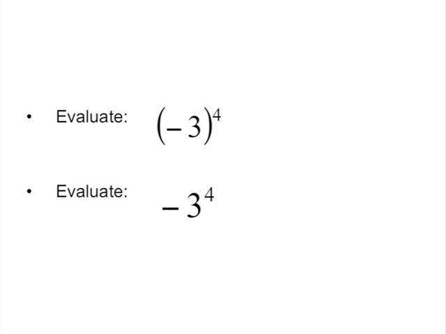All right. These 2 problems look extremely similar, but there's one important difference with those parentheses. They make this problem mean something different. When we have those parentheses there, that means we are going to take that base of -3 and multiply that base of -3 4 times.